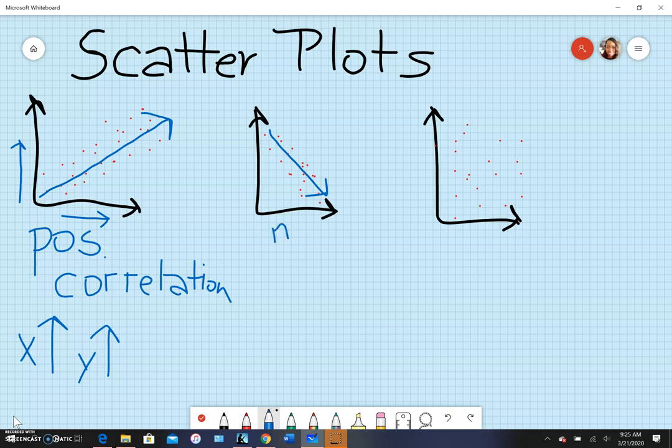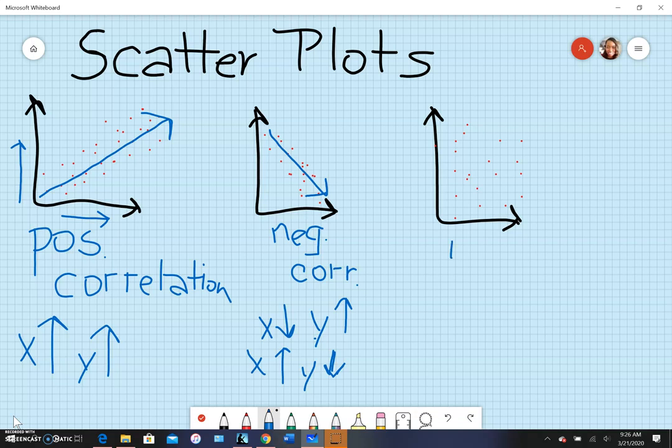For this next graph, I have a negative correlation. That means that as x decreases, y increases, or I could have it where x increases, y decreases. So negative correlation just implies that the opposite thing is happening between my two variables. So my scatter plot will move in a downward right fashion.